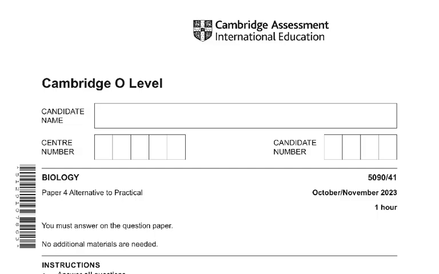As we all know, this paper is for 1 hour and this is the alternative to practical. This used to be called paper 6 but now it is called paper 4. So we have two variants, 4.1 and 4.2. Now let's look at the first variant, and this is the November 23 exam.